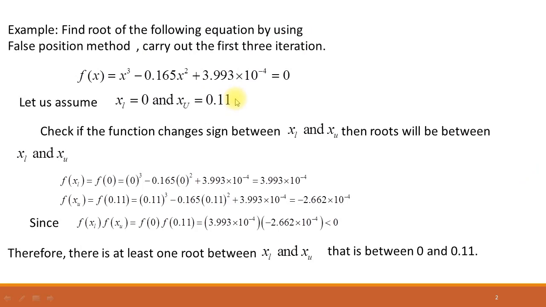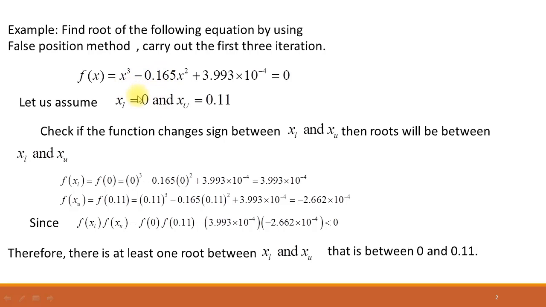So first of all, let's move to an example to find the roots of this non-linear equation. F of x is equal to x cube minus 0.165 x square plus 3.993 multiplied 10 raised to power minus 4 is equal to 0. To find the roots of this equation by using false position method and carry out the first three iterations.